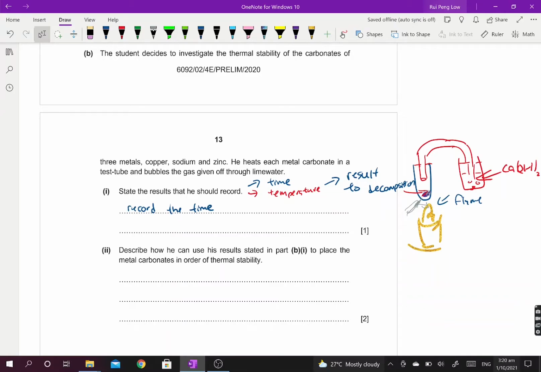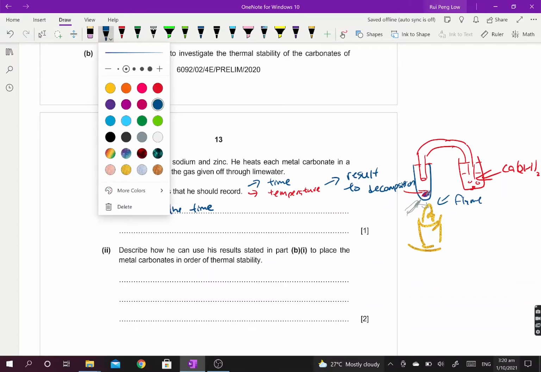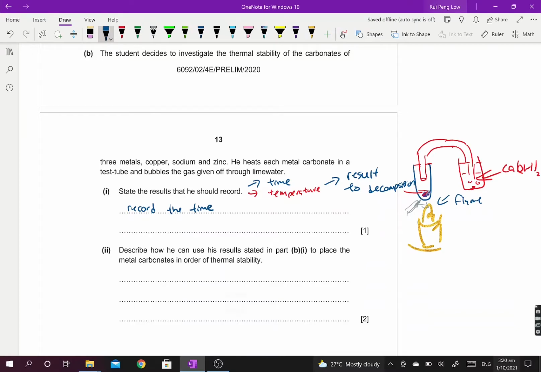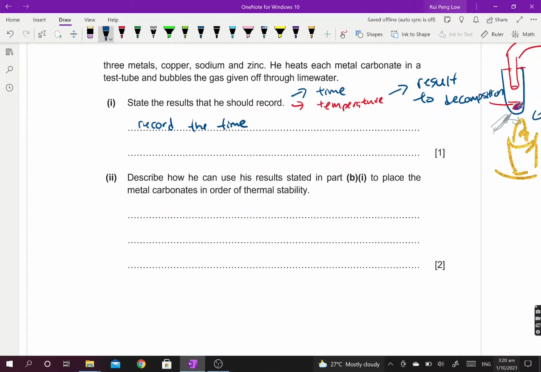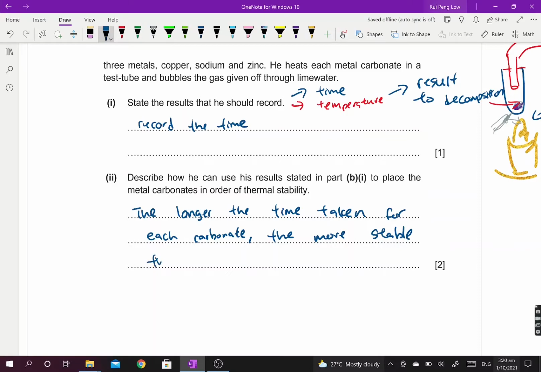Okay, so what we're going to say is that the longer the time taken for each carbonate, the more stable the carbonate.